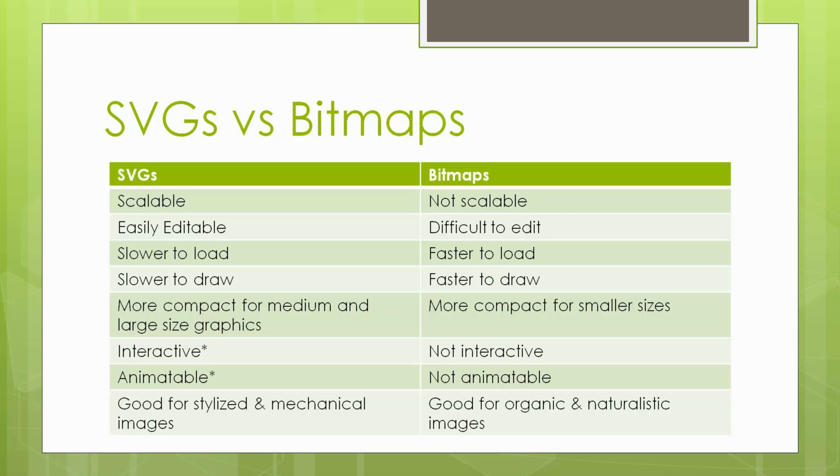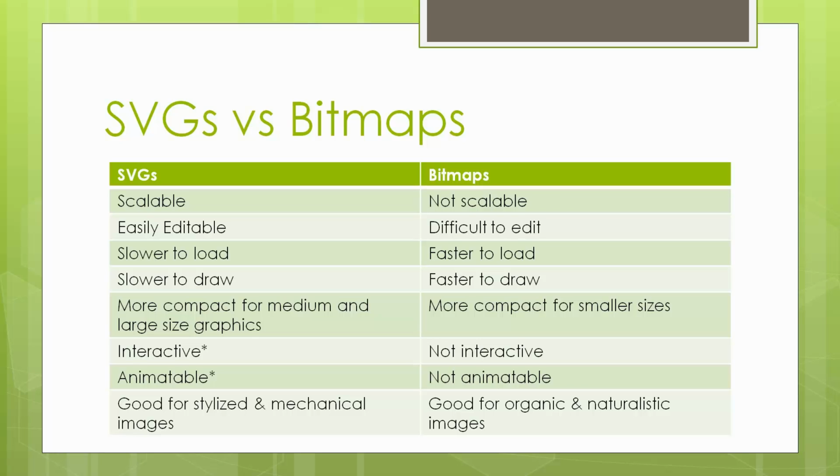Because it's an XML language, it's generally slower to load, and bitmaps are much faster to load. Since you're specifying every operation that draws the image, they're generally slower to draw, at least the very first draw. And the bitmaps are much quicker.